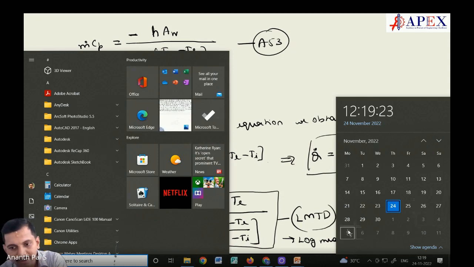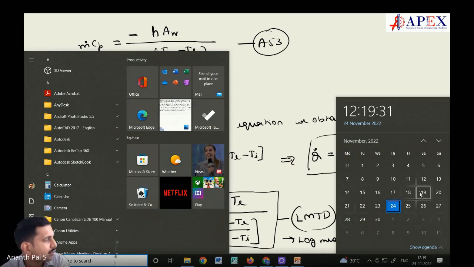26, 27, 28 maybe heat exchanger will be completed along with problems. 29, 30 I have to take more class. Sunday I'll take more classes. Sunday 4 hours I will take class.